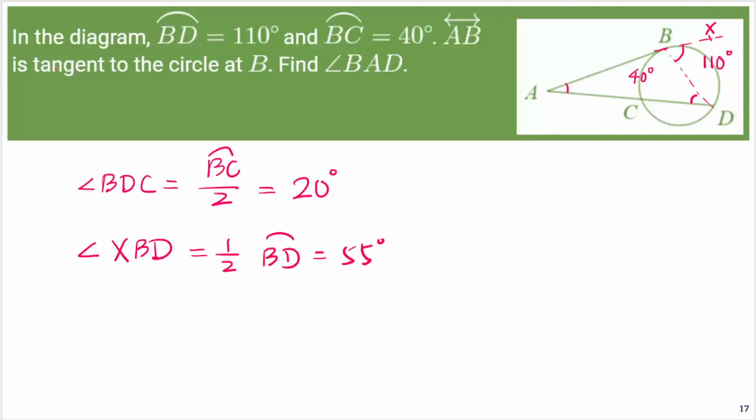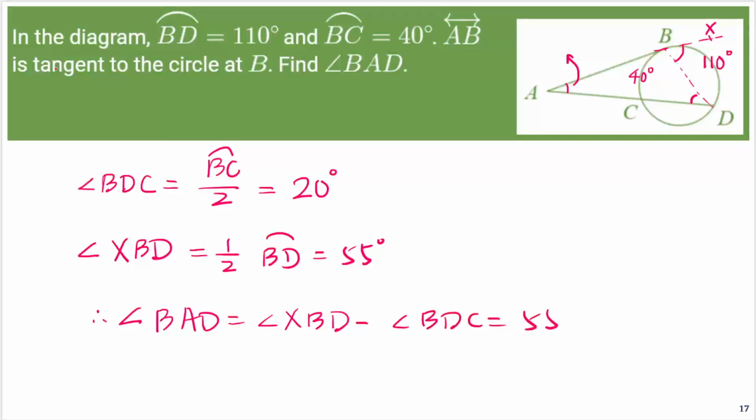And we know that angle XBD is the exterior angle of triangle ABD. So that leaves us, angle BAD is simply the exterior angle XBD subtracted by angle BDC, and that's 55 degrees minus 20 degrees, which gives us 35 degrees, right? Did you get it?